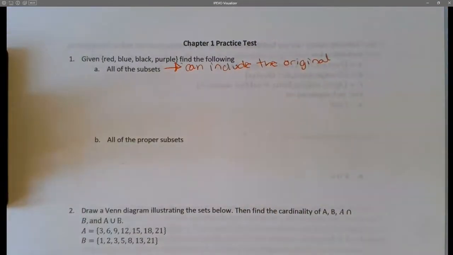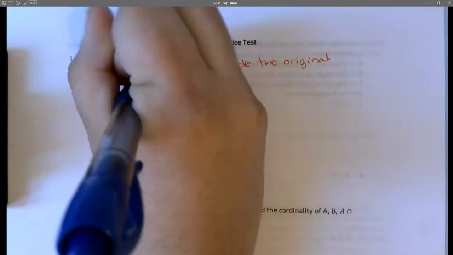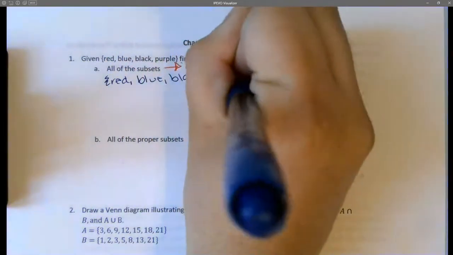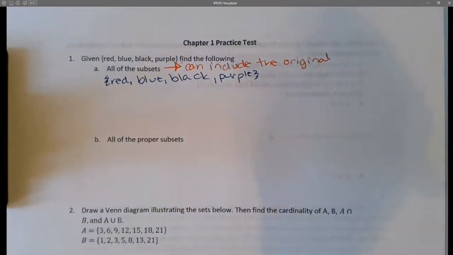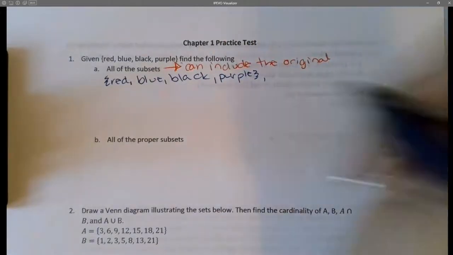Then I want to start off by writing that. So I'm going to have red, blue, black, purple. I'm okay if you use letters to represent these things, but remember you need to tell me which one is which. And in this instance, I would not want to use B for both blue and black because then it would look like it's the same thing.